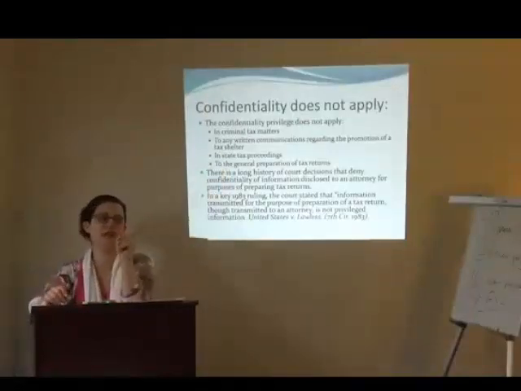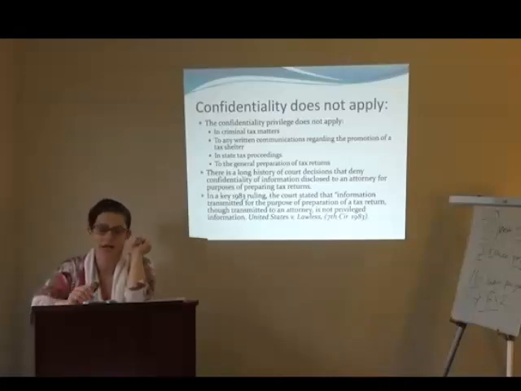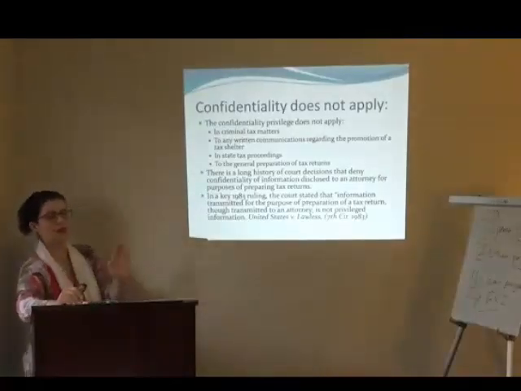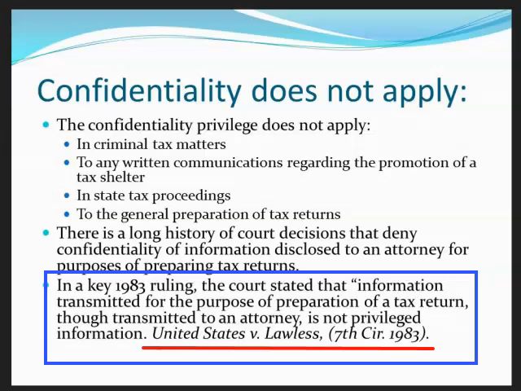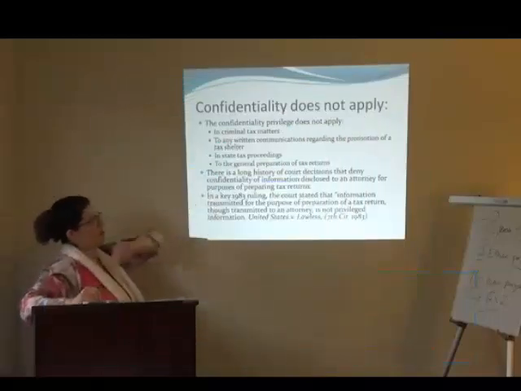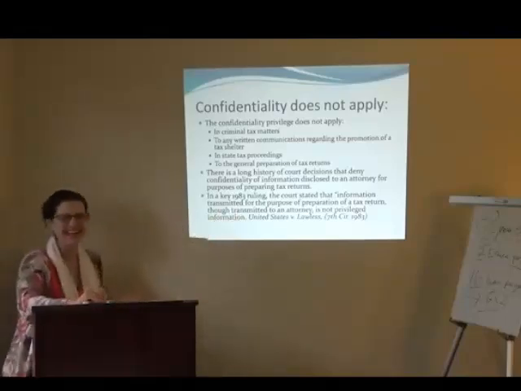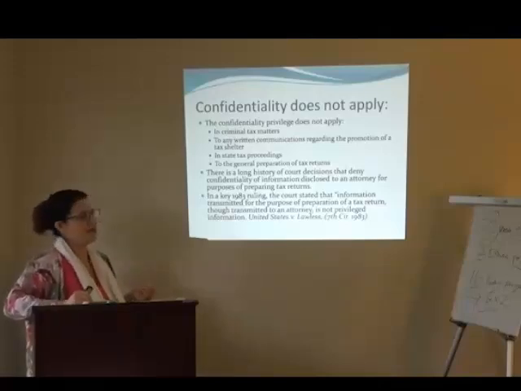Tax return information is never privileged. Never. There's a long history of court decisions where attorneys have tried to assert confidentiality privilege with tax return information and they cannot. The information that goes on the return, the whole idea is that it's not supposed to be confidential. If you put it on the tax return, it's going to go to the IRS, so it's not confidential. And this also includes the attorney's work papers. There's a key 1983 ruling regarding this, United States v. Lawless. Lawless. That's easy to remember. That's how you remember it.